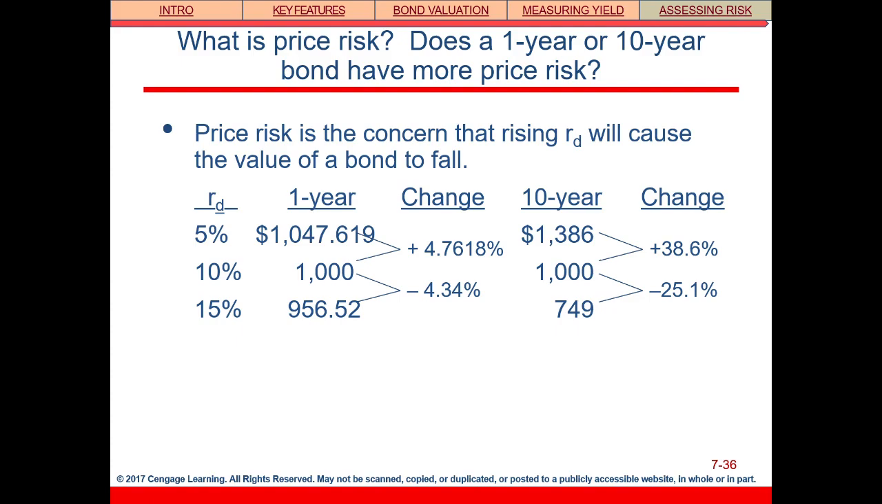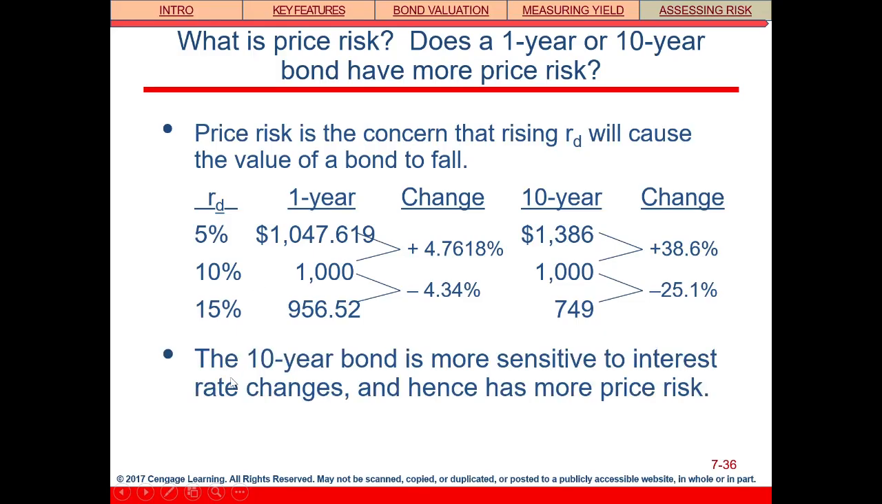If you compare these two bonds, everything else is the same, the same company, the same coupon interest rate. The only thing that differs is the maturity. You see clearly this 10-year bond has experienced a much bigger price change compared to the 1-year bond. What does it mean? It means that the price of this 10-year bond is much more sensitive compared to the 1-year bond. So the 10-year bond is more sensitive to interest rate changes and hence has more price risk. That's the second thing I want you to know: maturity matters for price risk. The longer the maturity, the higher the price risk. It makes sense, right?